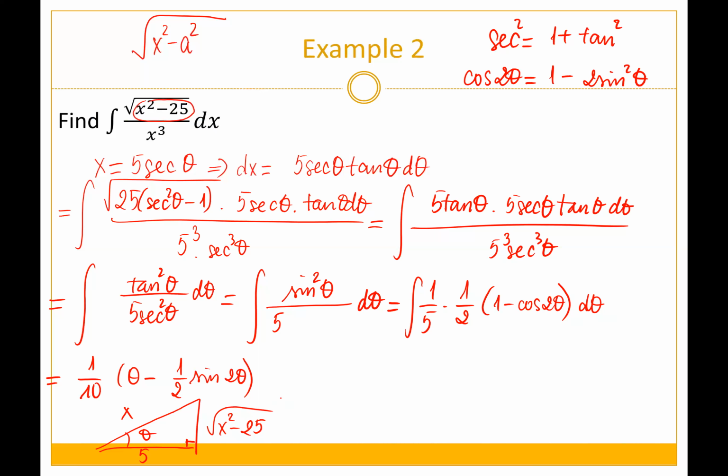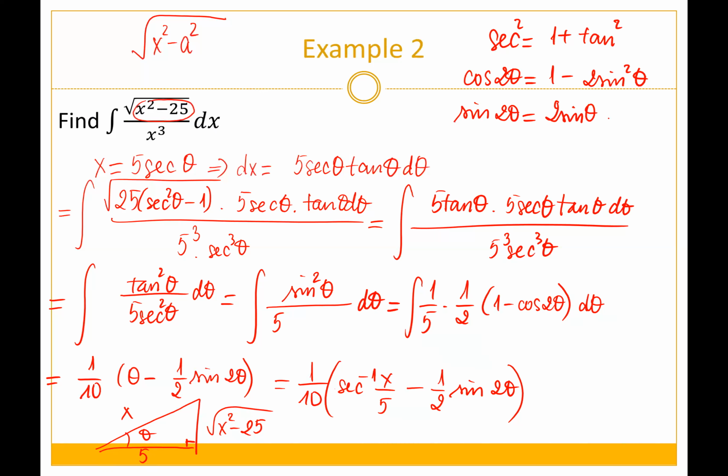Now this part is a little complex because sine 2 theta we cannot represent by the right triangle relationship. From the triangle of theta, we cannot really say anything about sine 2 theta. So we have to use a double angle, half angle relationship to put it back into the form of sine theta and cosine theta because we cannot solve anything about sine 2 theta.